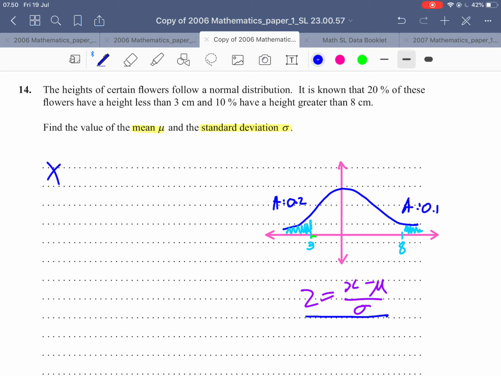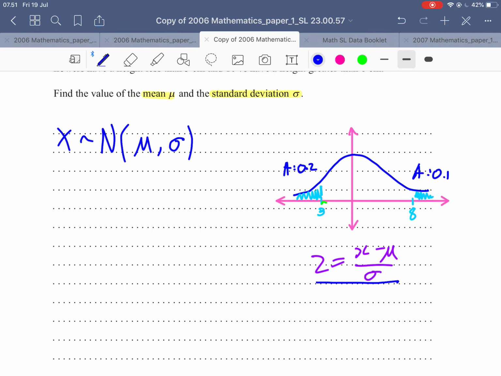So we know that x is distributed normally with a mean and standard deviation, and we need to figure out what those are. What you're going to do is find the z-scores of both. You're going to use inverse norm on the calculator, with the tail to the right for the first one. The area is going to be 0.2, and because we're looking for z-scores, the standard deviation is 1 and the mean is 0.